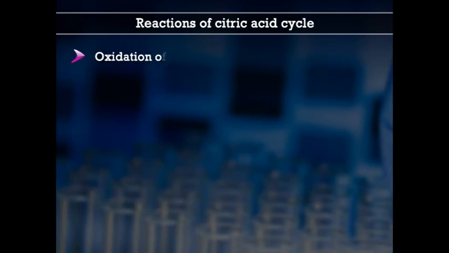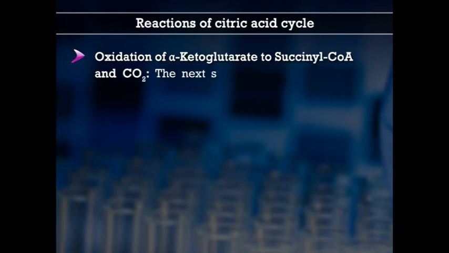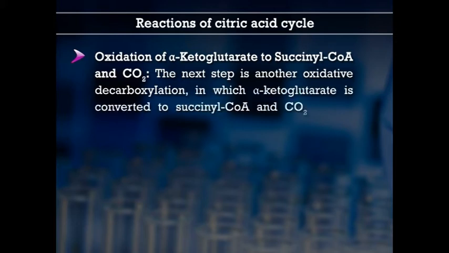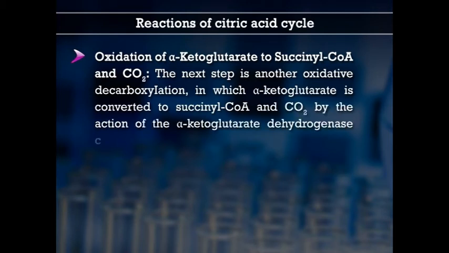Now the fourth step, oxidation of alpha-ketoglutarate to succinyl-CoA and carbon dioxide. The next step is another oxidative decarboxylation in which alpha-ketoglutarate is converted to succinyl-CoA and carbon dioxide by the action of the alpha-ketoglutarate dehydrogenase complex.